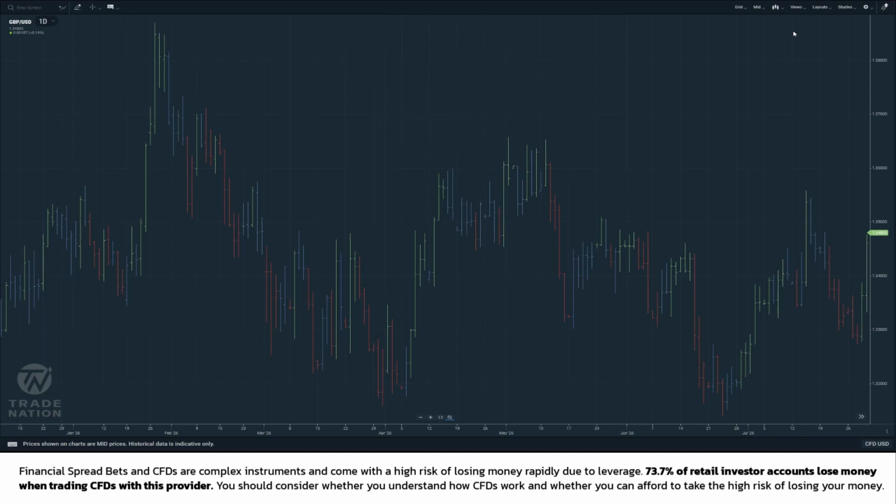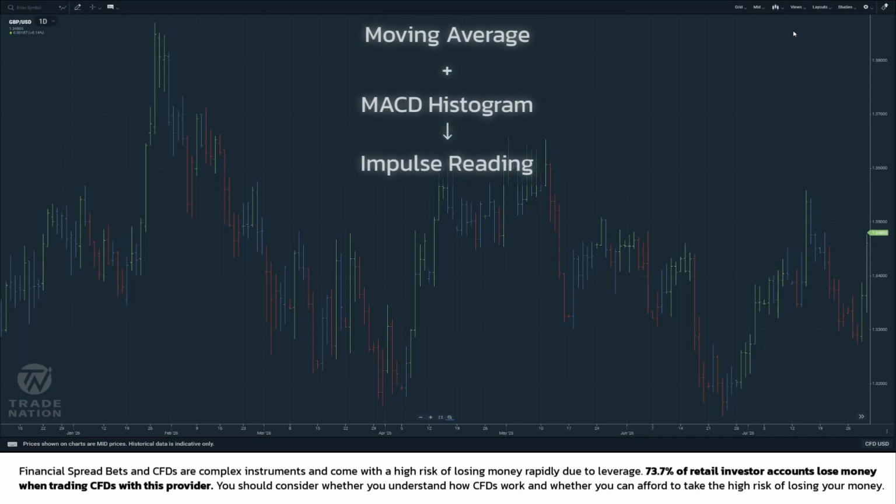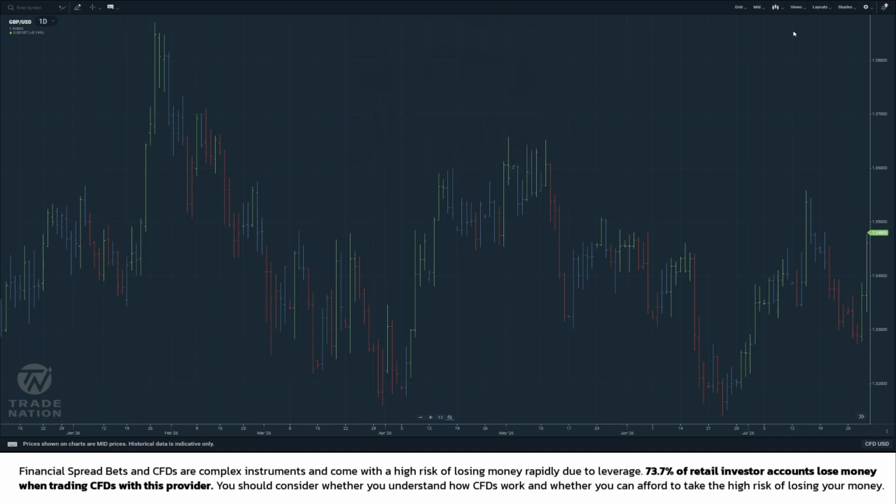Instead of looking at raw price action on its own, the indicator combines two separate measures, the direction of a moving average and the movement of the MACD histogram. The trend element is based on a 13-period exponential moving average. This helps show whether the market is generally moving higher or lower. The momentum element comes from the MACD histogram, which helps show whether momentum is strengthening or weakening.